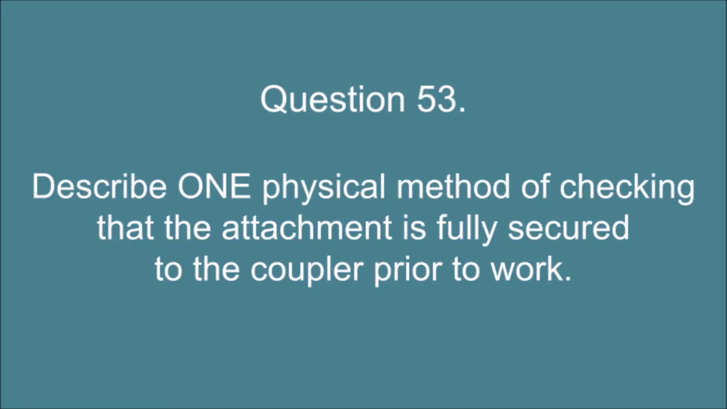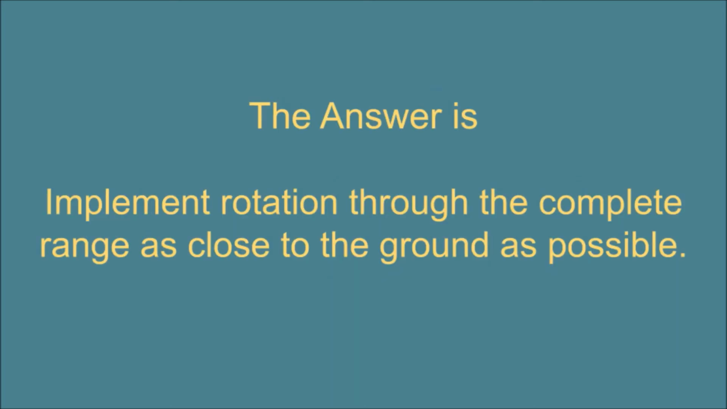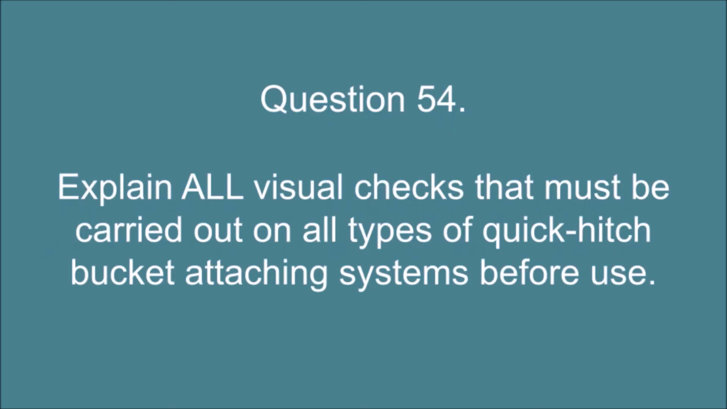Question 53. Describe one physical method of checking that the attachment is fully secured to the coupler prior to work. The answer is implement rotation through the complete range as close to the ground as possible.